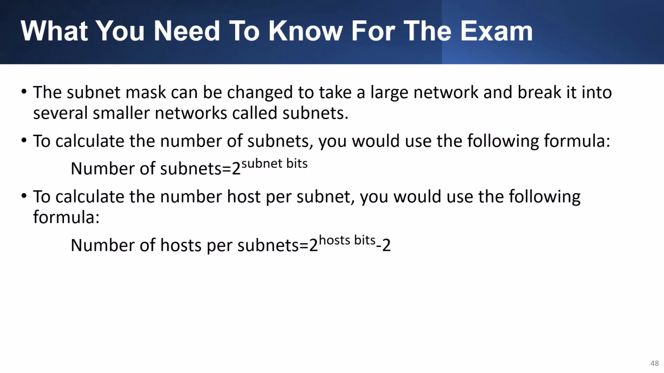In summary, the subnet mask can be changed to take a large network and break it into several smaller networks called subnets. To calculate the number of subnets, you would use the following formula: number of subnets equals 2 to the subnet bits power. To calculate the number of hosts per subnet, we use the following formula: number of hosts per subnet equals 2 to the host bits power minus 2.